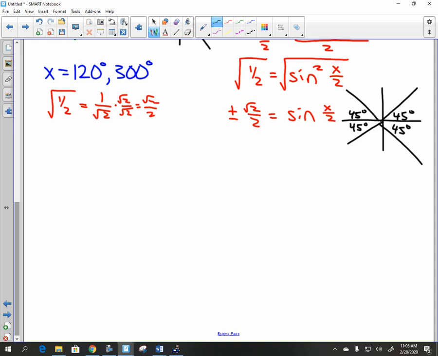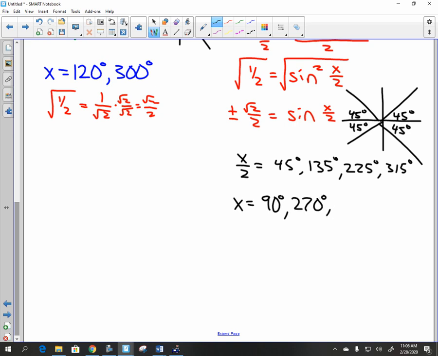And so therefore, I have x over 2 is equal to 45 degrees, 135 degrees. What else? 225 degrees and 315 degrees. So I want those initial inverse results to be between 0 and 360. Now what do we do to finally solve for x? I get 90 degrees, 270 degrees, 450 degrees, and 630 degrees.